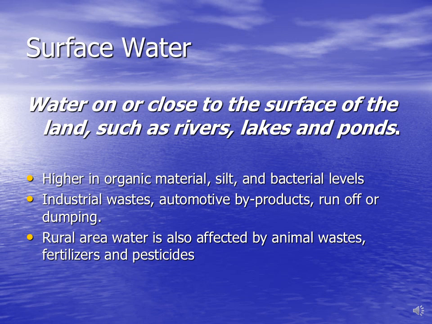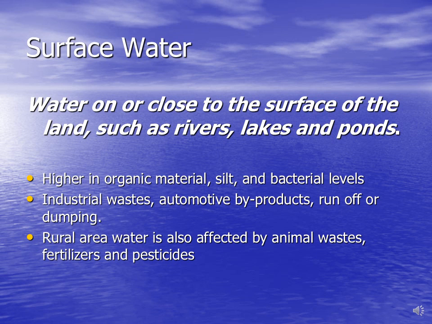Water on or close to the surface of the land, such as rivers, lakes, and ponds, does not have the natural filtering effect of the earth. So it will be low in minerals, but high in organic materials such as silt, bacterial levels, industrial waste, automotive byproducts, anything that is dumped into water that can flow through the surface water. Rural area water is also affected by animal waste, fertilizers, and pesticides.